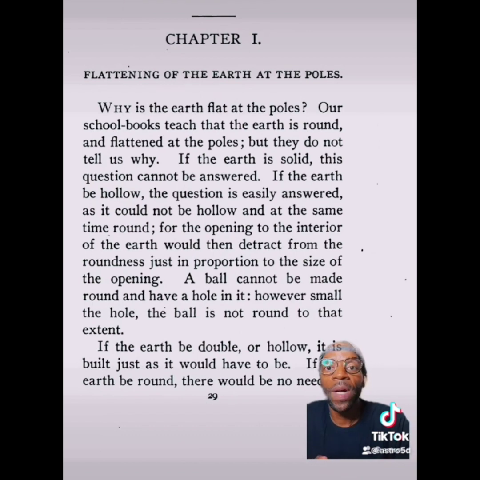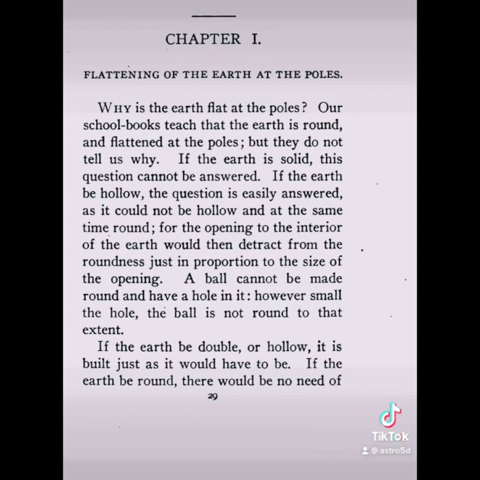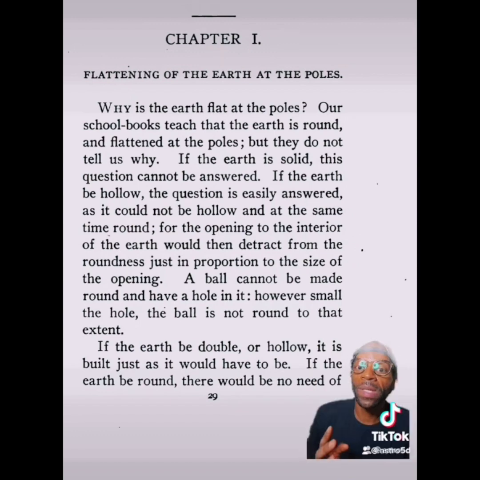And in chapter 1, the flattening of the earth at the poles. Why is the earth flat at the poles? Our school books teach us that the earth is round and flattened at the poles, but they do not tell us why. If the earth is solid, this question cannot be answered. If the earth is hollow, the question is easily answered, as it could not be hollow and at the same time round. For the opening to the interior of the earth would detract from the roundness just in proportion to the size of the opening. A ball cannot be made round and have a hole in it. However small the hole, the ball is not round to the extent.